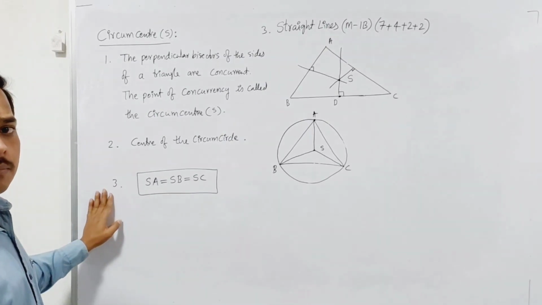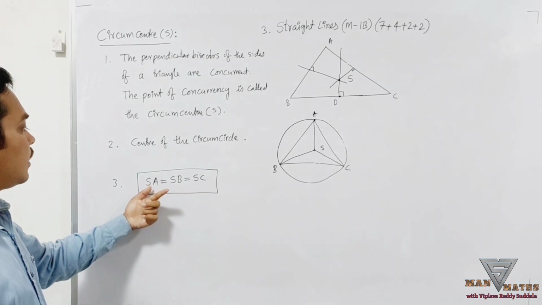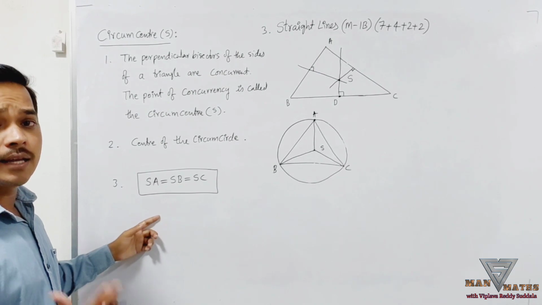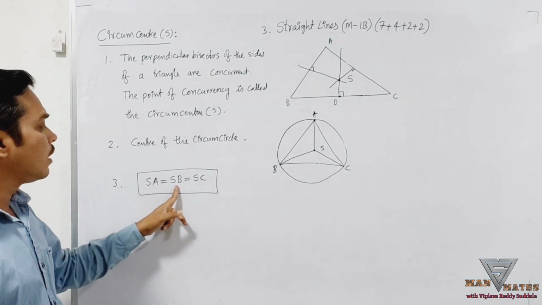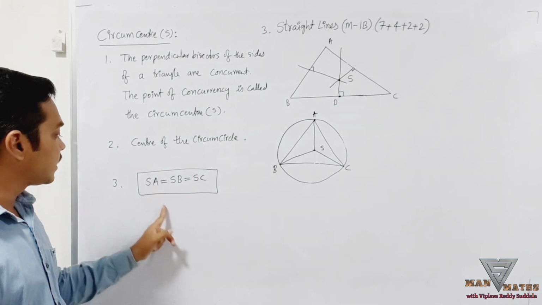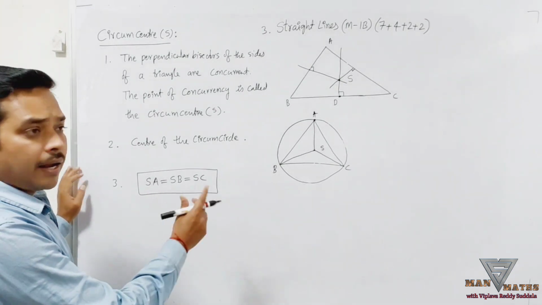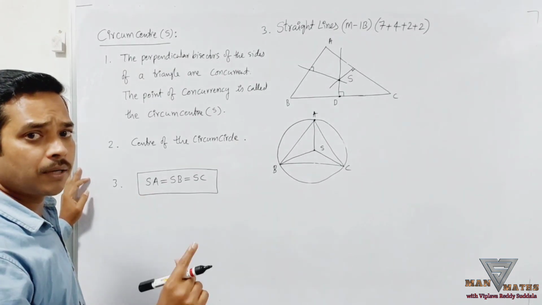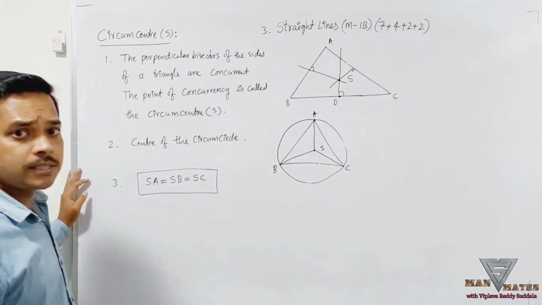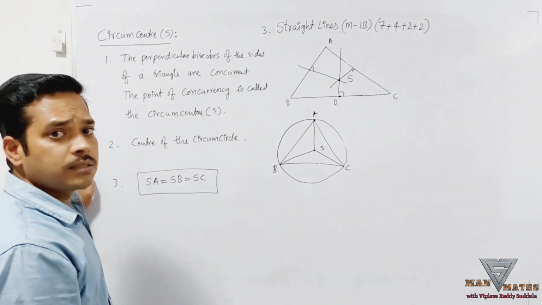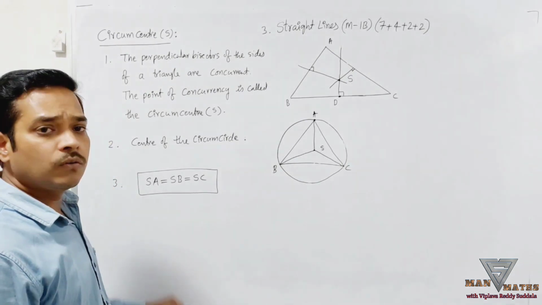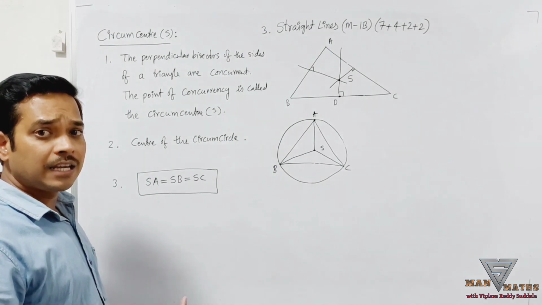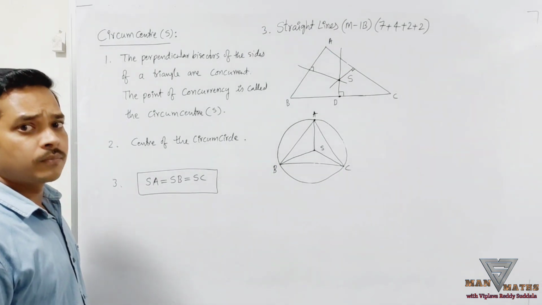Now the third condition: SA equals SB equals SC. In this condition, there are three equations: SA equals SB, SB equals SC, and SA equals SC. By using any two equations, we get two perpendicular bisectors. By solving them, we get the circumcenter. These are the definitions of the circumcenter. By using these, we can find the circumcenter if you know the three vertices or the three equations of the sides of a triangle. Okay?